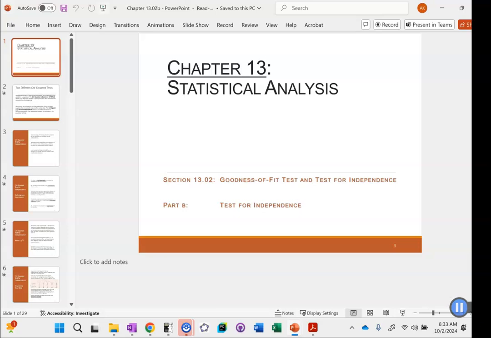So the formula to find our chi-squared statistic is still the exact same formula. It's observed minus expected squared divided by expected. Still the same formula as before. Now, we're going to have a lot more things to add up, but that's fine.